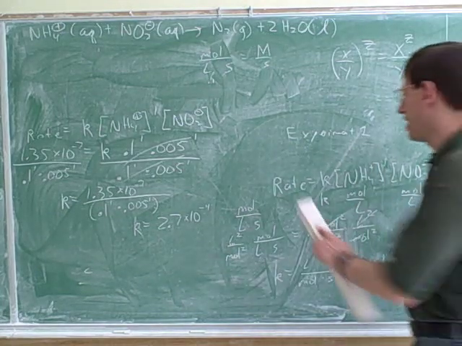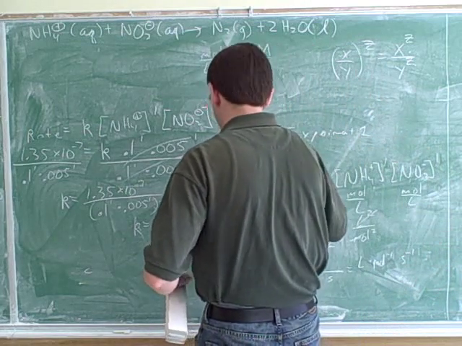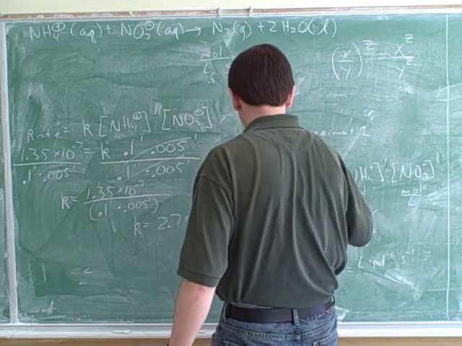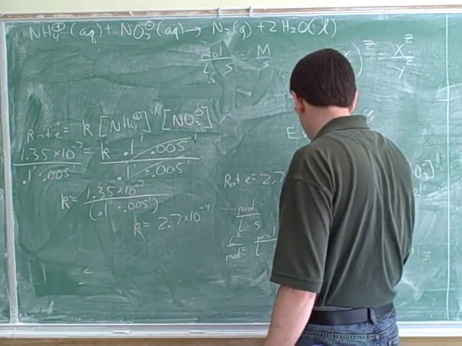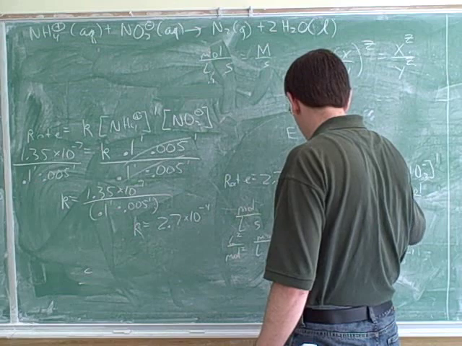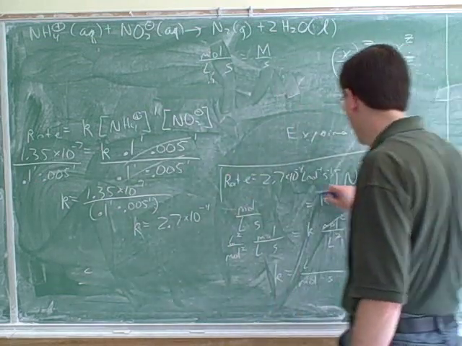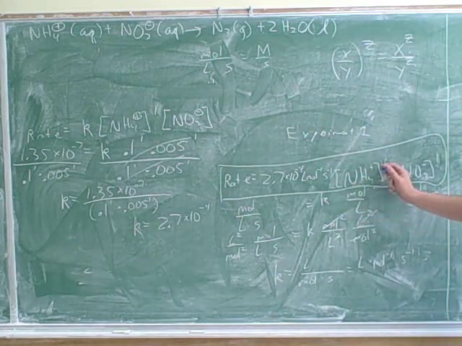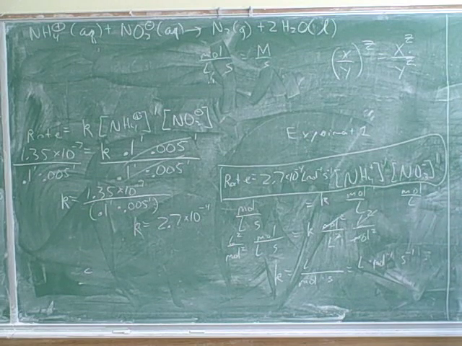Okay, so now we're ready to write the true rate expression. Our rate expression is going to be 2.7 times 10 to the negative 4 liters, moles to the negative 1 power, seconds to the negative 1 power, times the concentration of ammonium to the first power, times the concentration of NO2 minus to the first power. So that would be the full rate expression. So until we find the rate constant, we haven't really found the full rate expression.